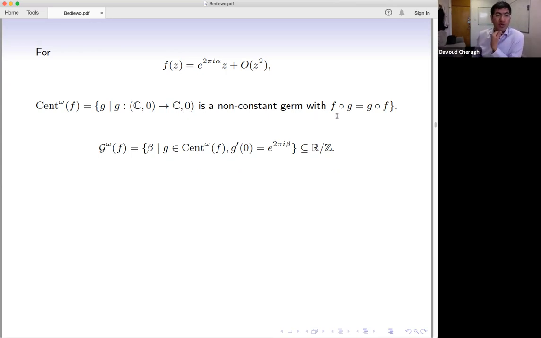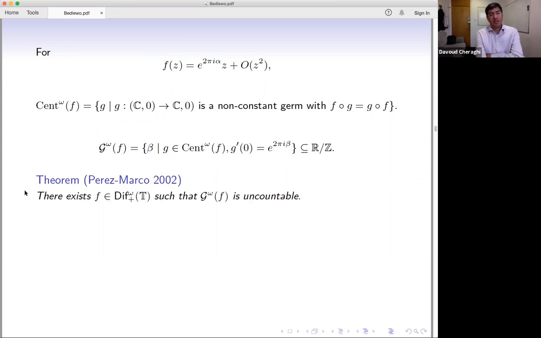Of course, these also form a group, and if you like, you can only consider the rotation numbers of these elements, which I denote by G omega of F. This is the asymptotic rotation at 0 of the elements which commute with F. So this is also a subgroup of R over Z.